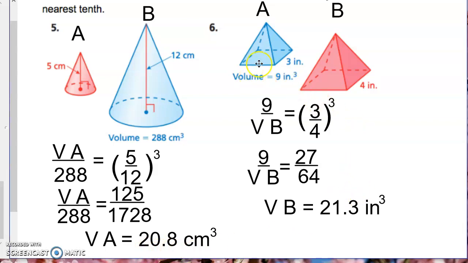For number 6, we have the volume of A as 9. We're looking for the volume of B here, but I do have the linear measures of 3 to 4, but those linear measures need to be cubed for volume. So 3 cubed is 27, 4 cubed is 64, so 9 times 64 divided by 27 gives me the volume of B as approximately 21.3 inches cubed, rounded to the nearest tenth.